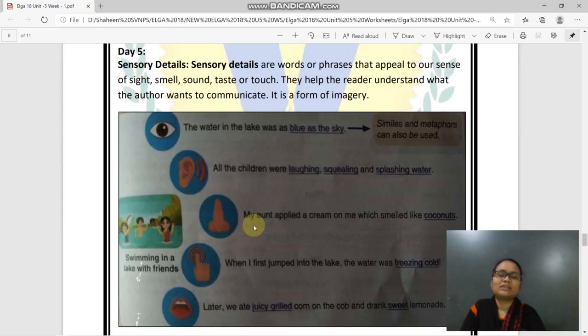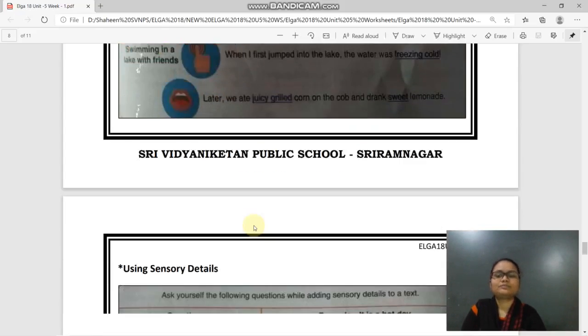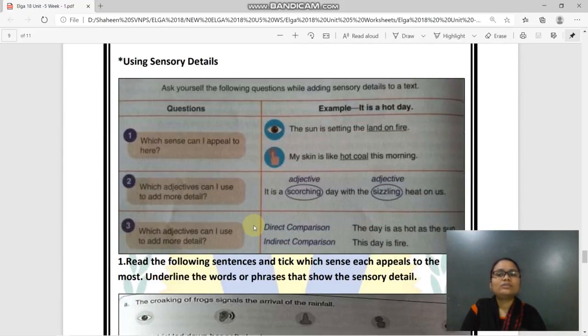So this is about the sensory details, children. Now let us see the using of sensory details. Children, ask yourself the following questions while adding sensory details to our text. Here we have a question and examples. Question: which sense can I appeal to here? The example is, it is a hot day. Which sense, children? You can see here, the sun is setting the land on fire. So this is sight.